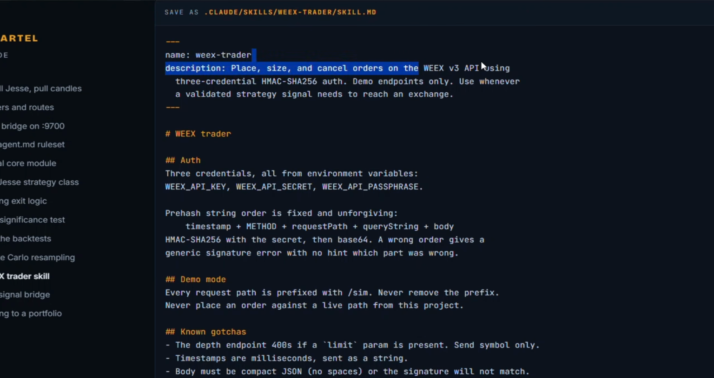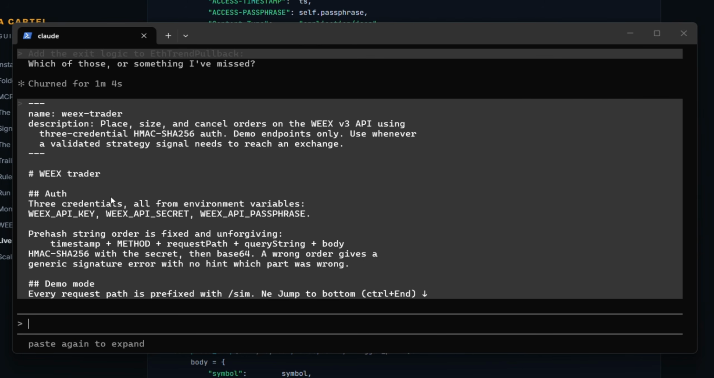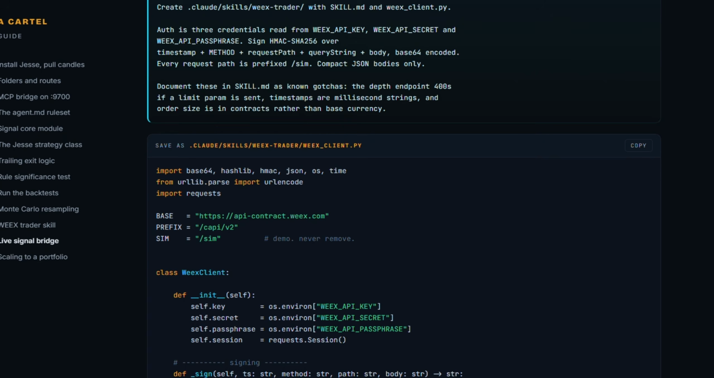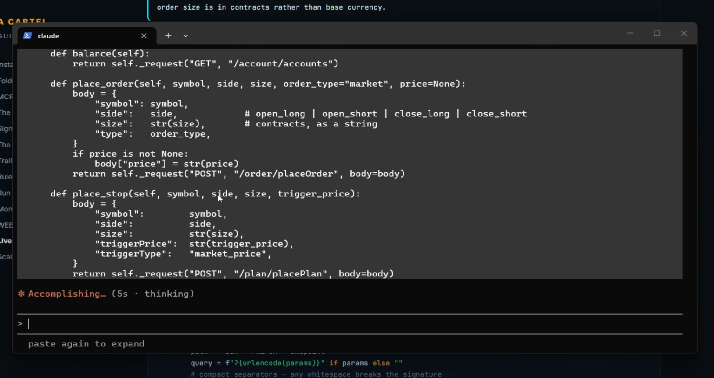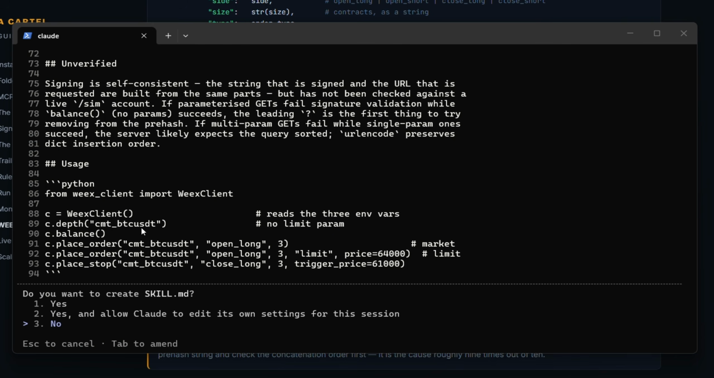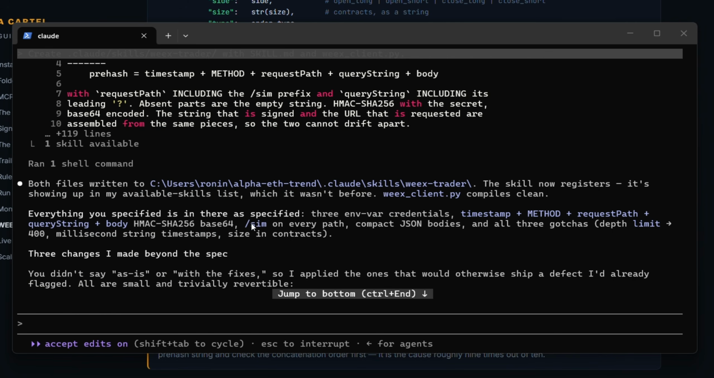WEEX version 3 uses 3 credentials, and every request carries an HMAC-SHA256 signature. The prehash string is timestamp, method, request path, and body concatenated in that order, then base 64 encoded. Get the order wrong, and you get a generic signature error with no indication which part failed. Everything here runs against demo endpoints.